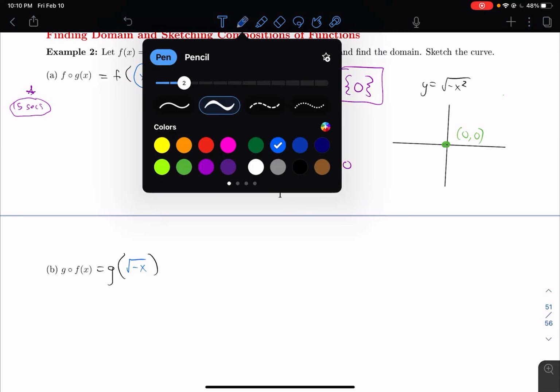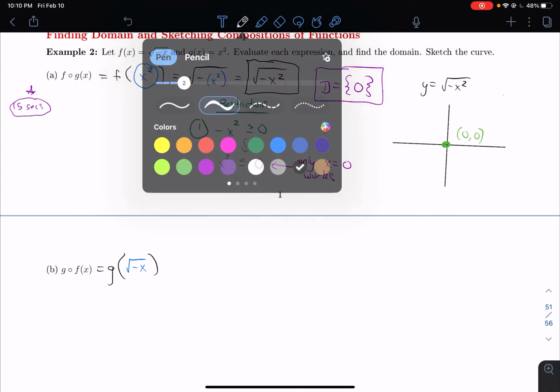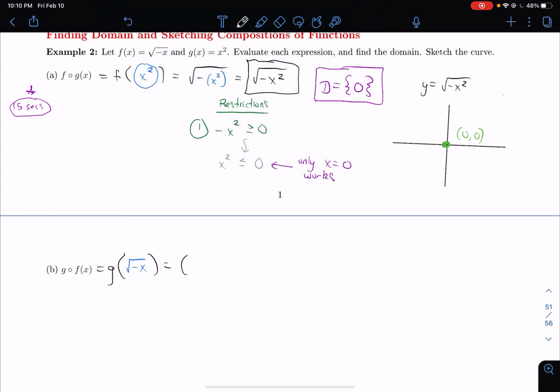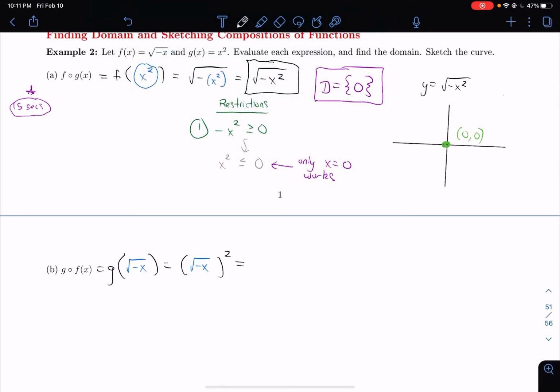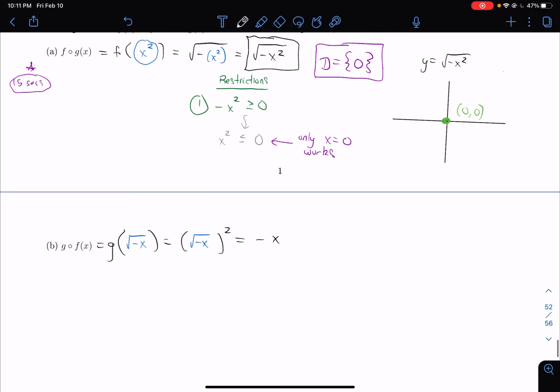Okay, so let's do that. So we will get, instead of x being squared, I'm going to plug in for x this whole square root of negative x. That whole thing is going to get squared. Okay, and this time I can simplify it a little bit. So if I have the square root inside and the squared outside, I can cancel them and I get negative x. Okay, I'm not going to box that just yet because I'm going to find the domain. It turns out there's an important condition I'm going to have to include with that.